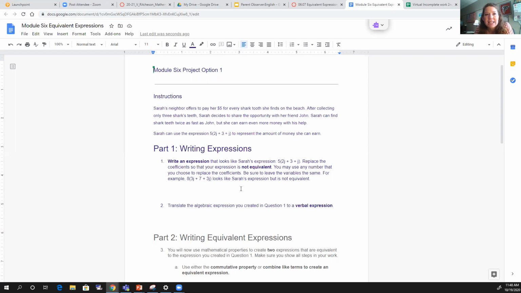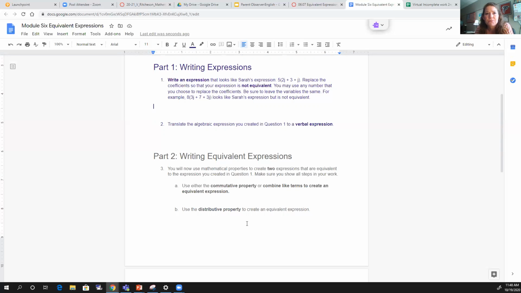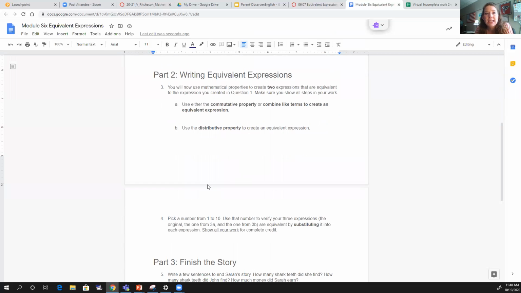And then you're going to translate the algebraic expression you created in question 1 to a verbal expression, okay? For example, 8 times the quantity of 3j plus 7 plus 3j. Now you can't use that one. And then you're now going to use mathematical properties to create 2 expressions that are equivalent to the expression you created. So the properties are identity property, distributive property, commutative property, and associative property. Those are your choices. Oh, and it tells you those 2. Okay, so you're gonna be creative.